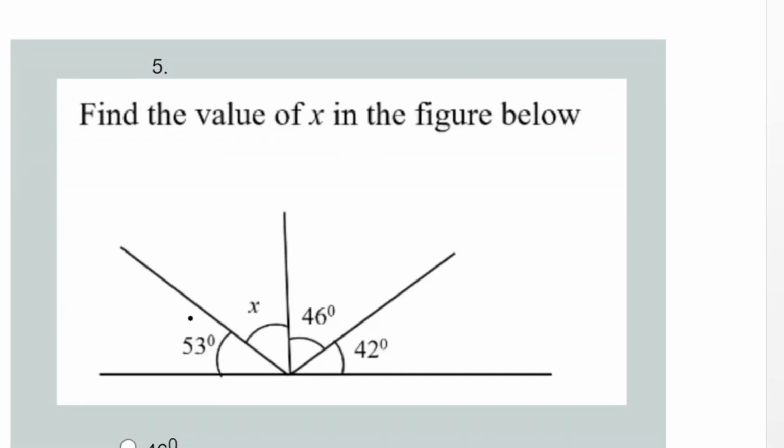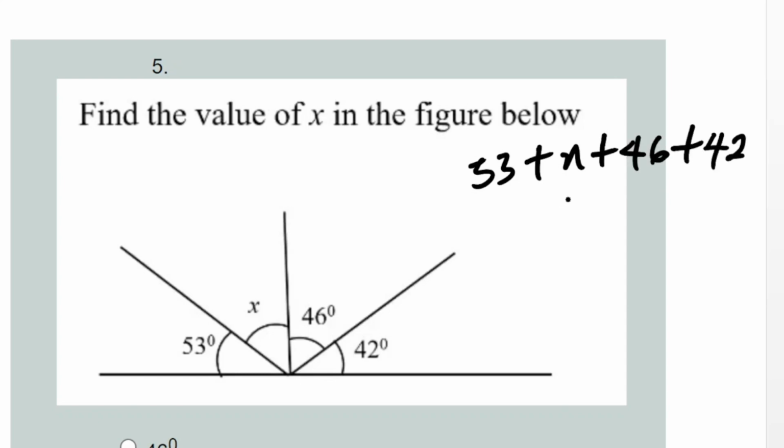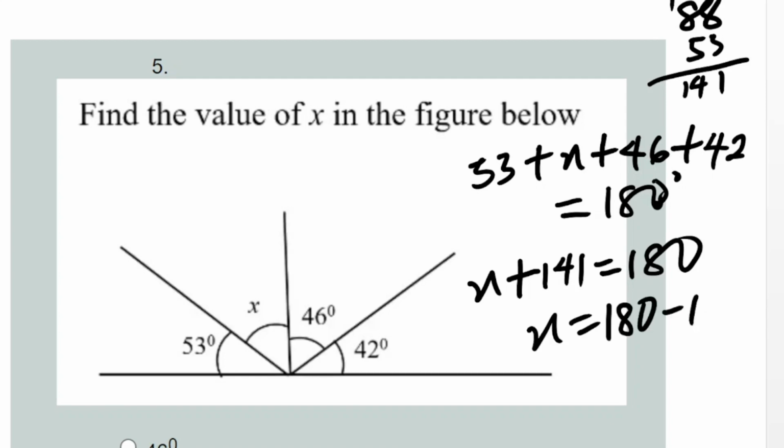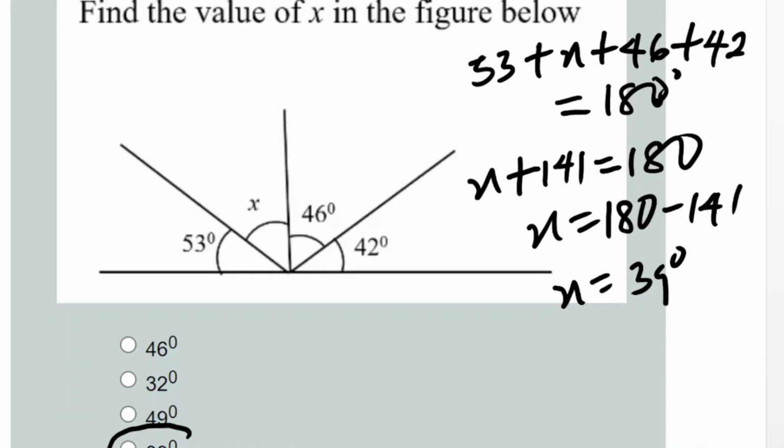Then for question number five, find the value of x in the figure below. So the same thing will be done. This one, we have four angles on a straight line. So that means we are going to say 53 plus x plus 46 plus 42, everything is equal to 180 degrees. So 46 plus 42 is 88. So 88 plus 53 is 141, so x plus 141 equals 180. All right, so that is x equals 180 minus 141, and x equals 39 degrees. I hope I'm not too fast. All right, so this is the answer here.